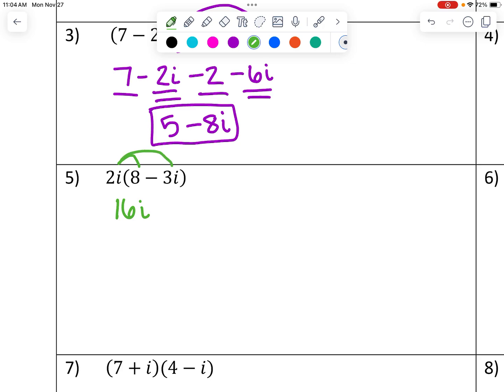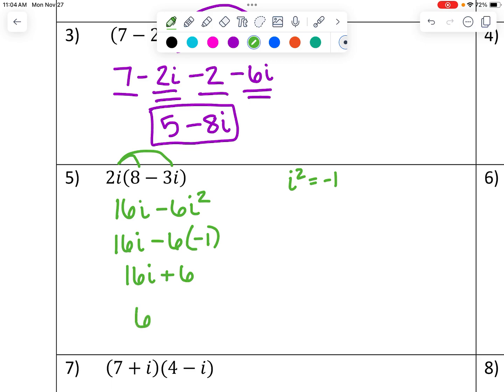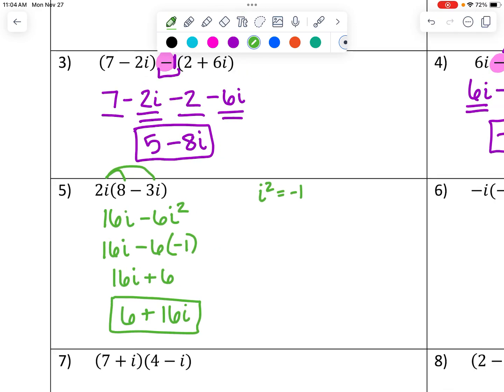2i times negative 3i. 2 times negative 3 is negative 6. i times i is i squared. We know that i squared is equal to negative 1. So I have 16i minus 6, but in place of i squared, I'm going to put negative 1. 16i plus 6, but we need to get this in the form for a complex number. We need the real number first and the imaginary part second. So 6 plus 16i.